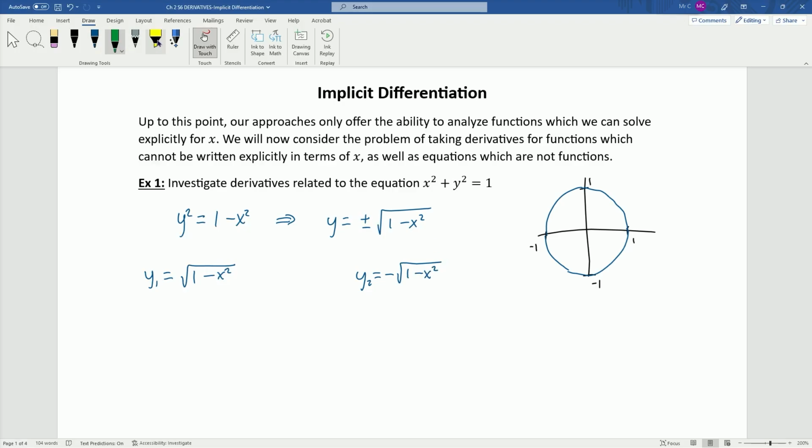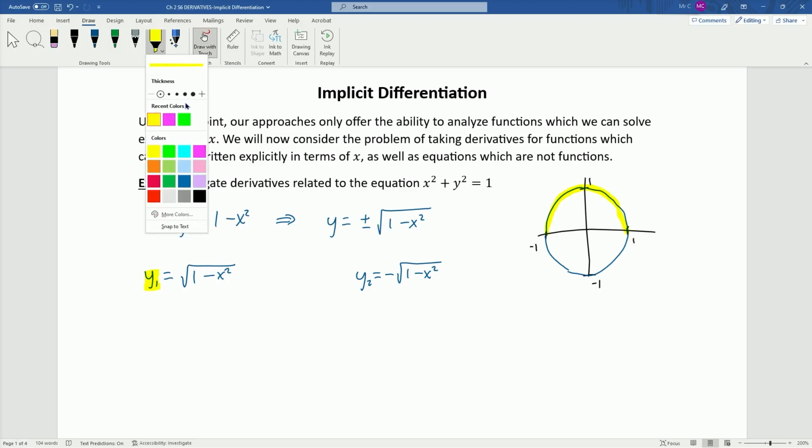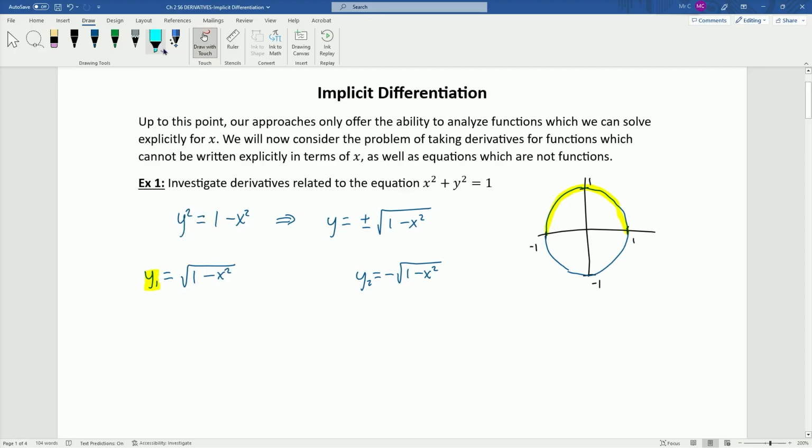If we take a look, we'll just highlight these here. y1 is the positive square root, so it gives us the positive y values of the circle. And y2 is the negative square root, so it's the negative y values of the circle. And you can see that each of these individually is a function.